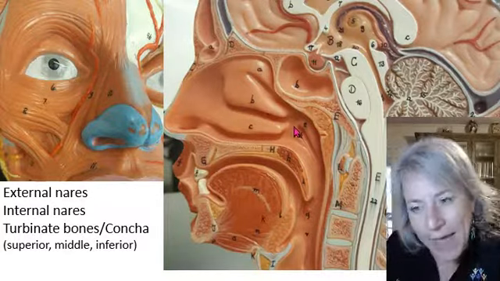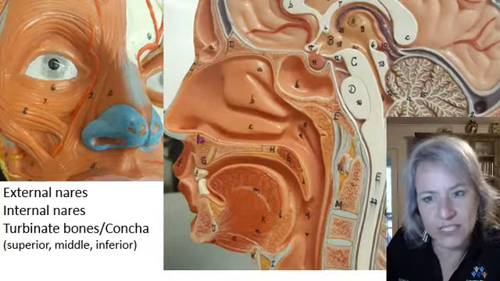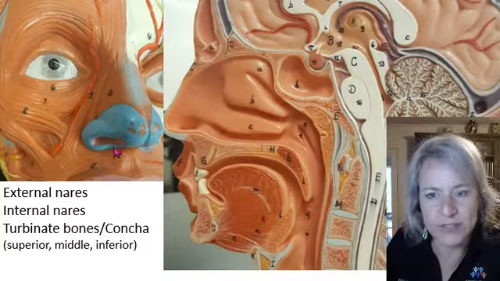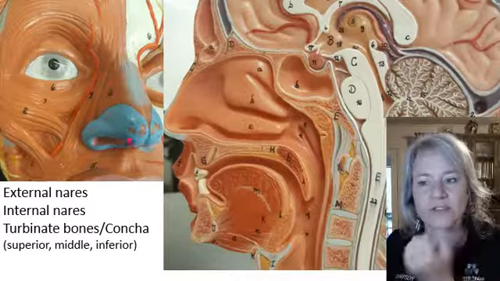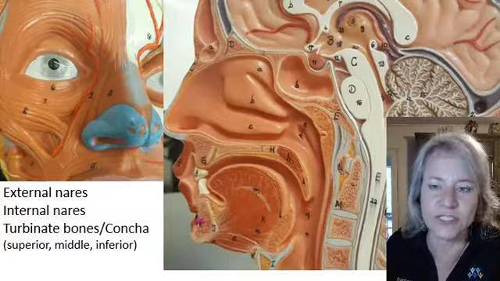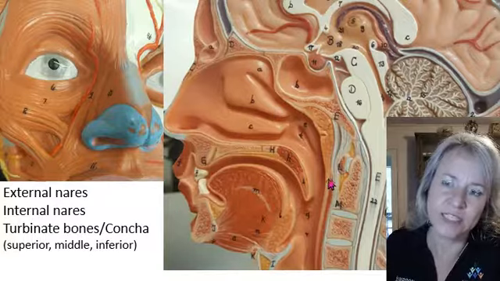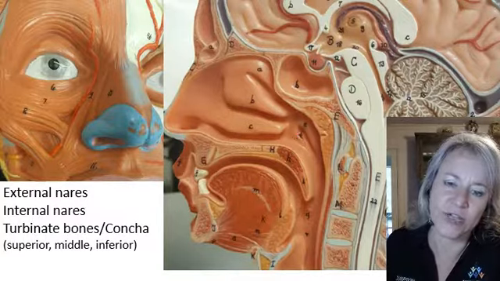Now, at the back of the nose, there are two little openings. Just like you have two little openings in the front, your nostrils, there are two little openings at the back, and those are called the internal nares. So the openings right here that go from the nasal cavity to your nasopharynx are the internal nares.